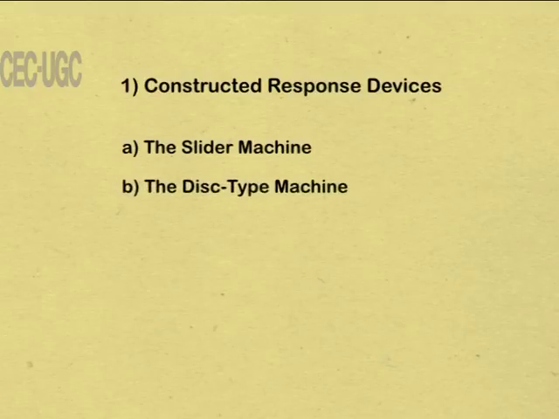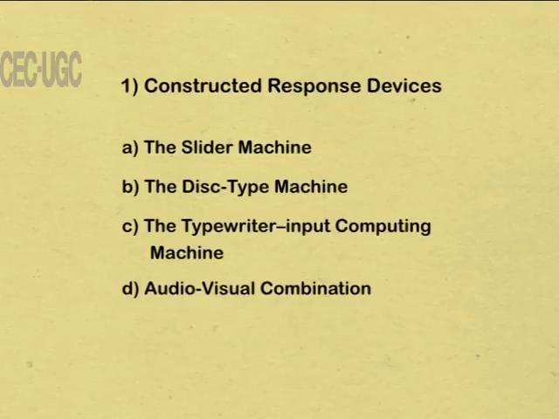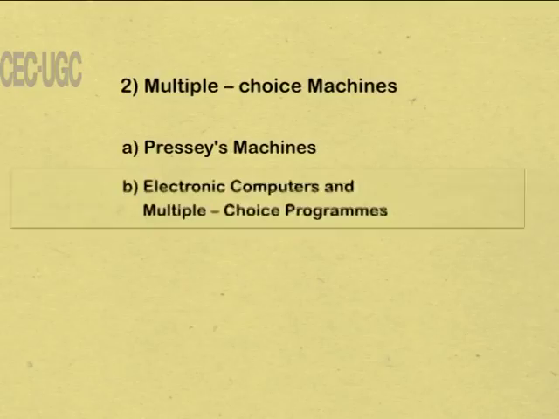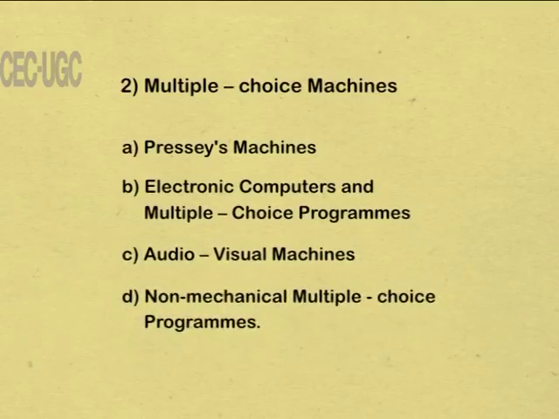Teaching machines can be broadly categorized under two categories. The first category is construct response devices. Under this, we have A. the slider machine, B. the disk type machine, C. the typewriter into computing machine, D. audio-visual combination. The second category is multiple choice machines, and under this we have A. Trusses machines, B. electronic computers and multiple choice programs, C. audio-visual machines, D. non-mechanical multiple choice programs.